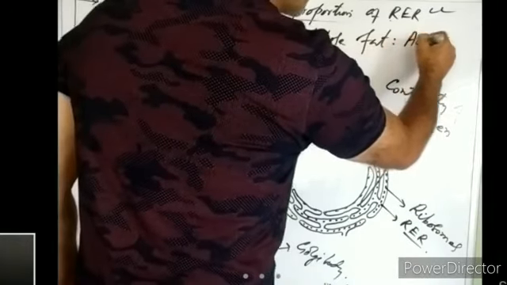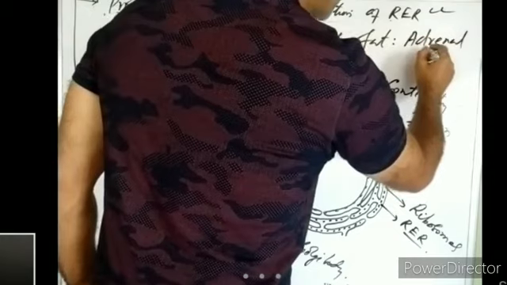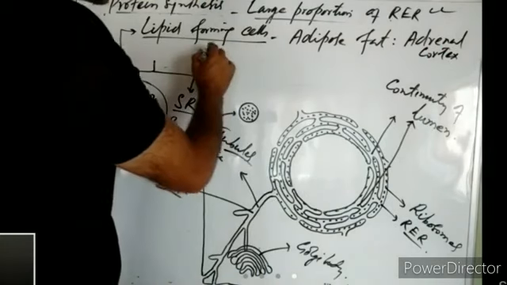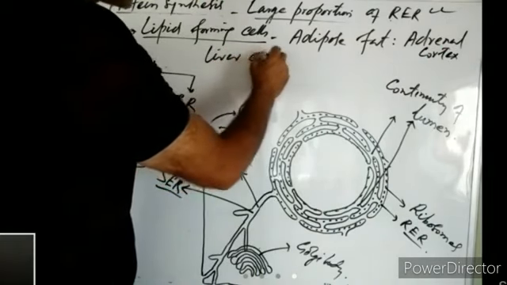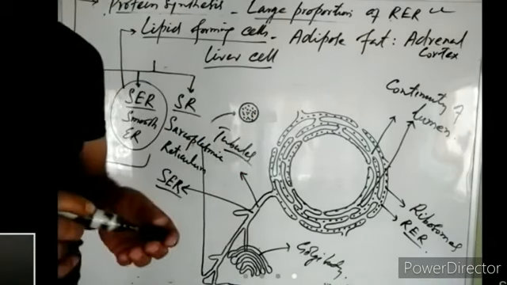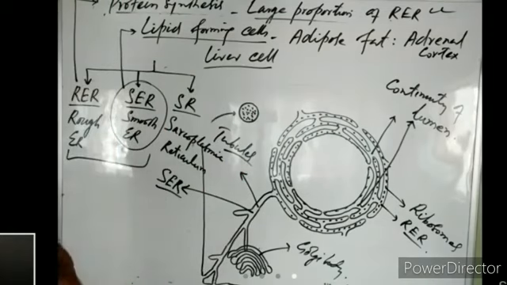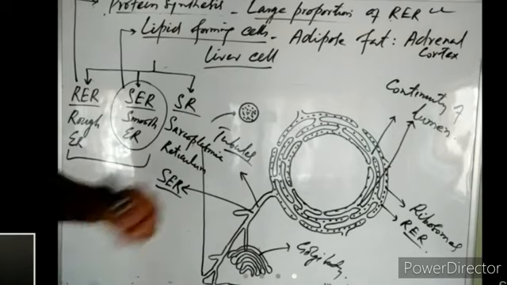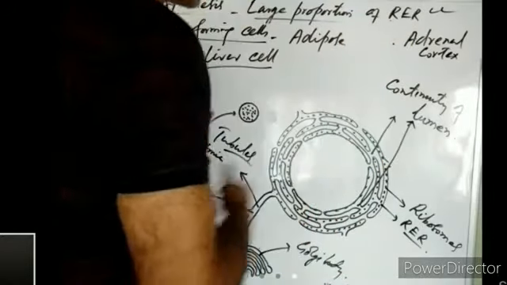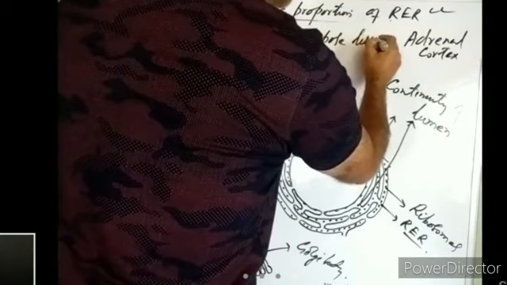Similarly, we have got adrenal cortex, cells of adrenal cortex, they are rich in SER. Similarly, we have got some liver cells which synthesize lipids. They are also rich in SER. So SER is in greater proportion in those cells which are actively engaged in lipid synthesis. For example, adipose tissue.